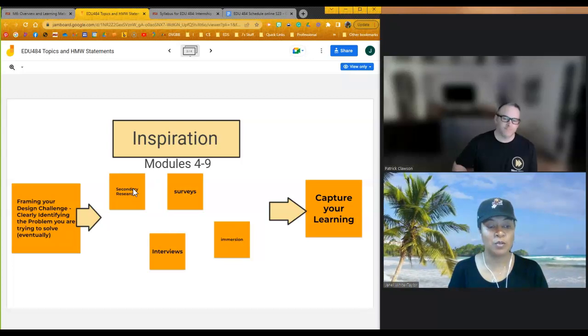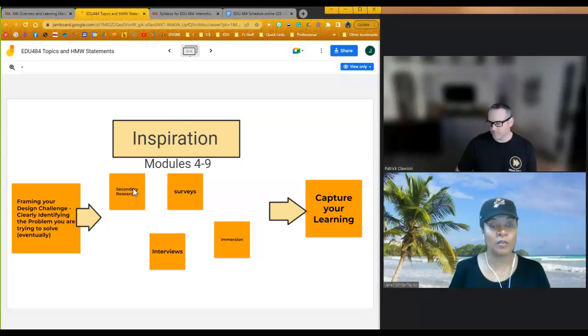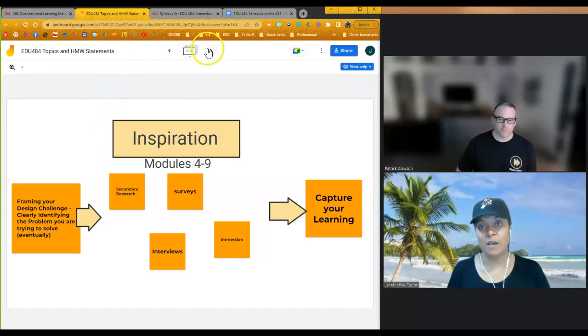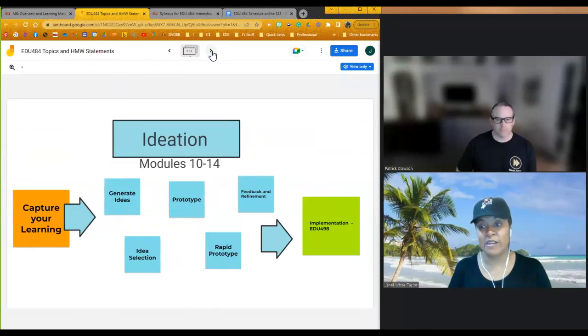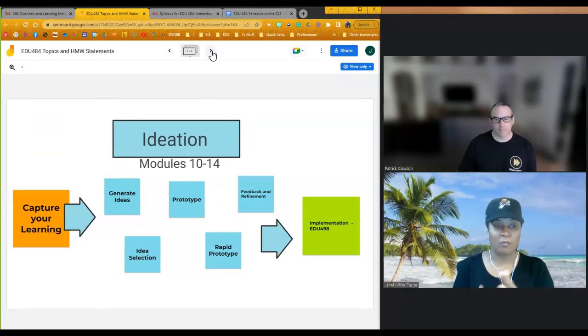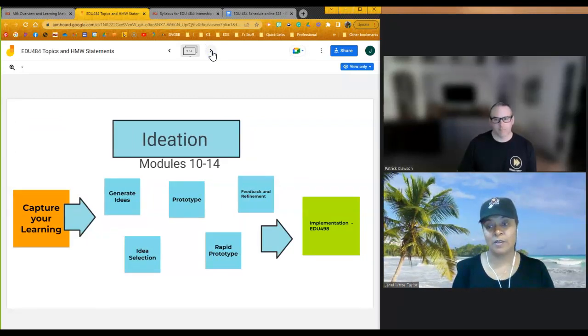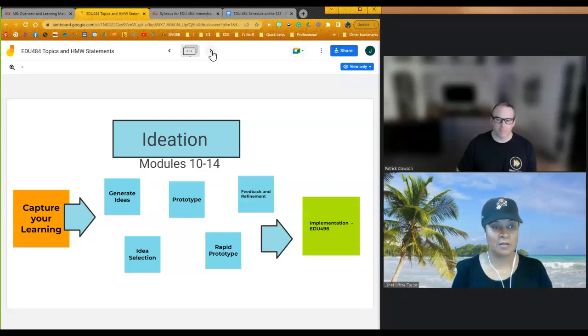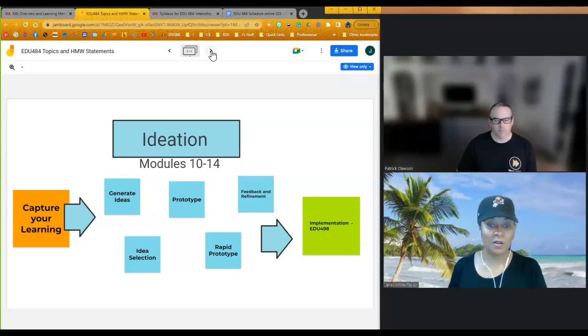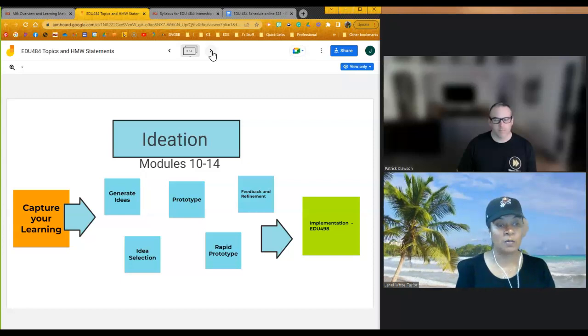Because when you capture your learning at the very end, we're going to look at all of that to see what the whole scope is. And then once you've done that, we're going to go to the next step, and we're going to pull together what you learned and start generating those ideas. But again, if you don't do the other part correctly, the ideas that you generate won't solve a problem.